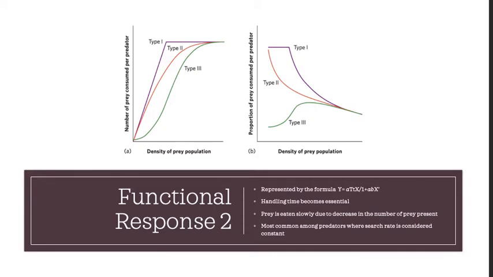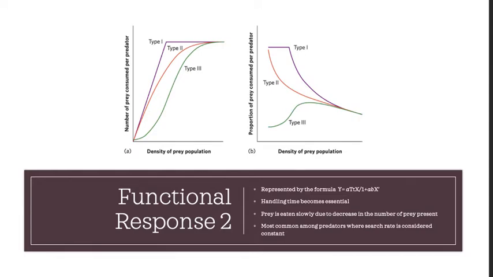This is why the declining rate of prey consumption causes a decline in the proportion of the prey consumed by the predator. Handling is essential in the type 2 functional response. This is because the prey is eaten more slowly due to the decrease in the number of prey present.